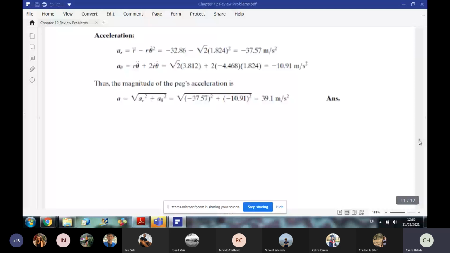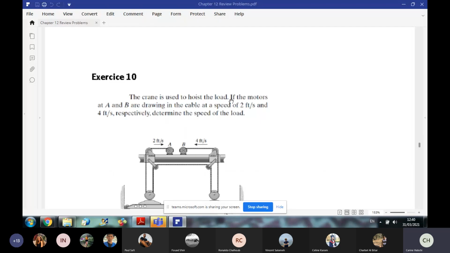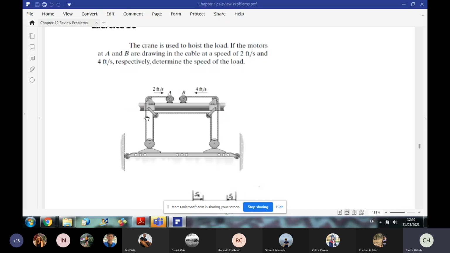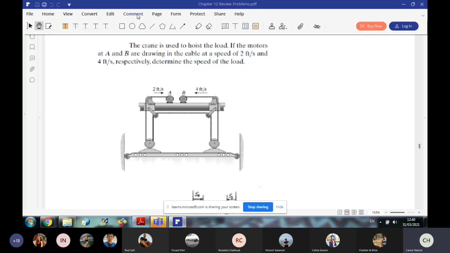So we were doing problem 10. The crane is used to hoist the load. If the motors at A and B are drawing in the cable at a speed of 2 feet per second and 4 feet per second respectively, determine the speed of the load. So here we have a system of pulleys with their cables, okay? And we have two motors drawing the cable in, motor A and motor B.